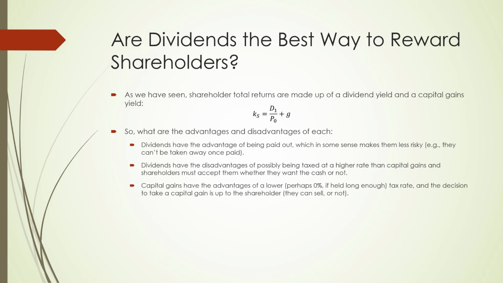Also, another advantage of capital gains is that the shareholder has a choice. They can either sell the stock and take the gain, or hold on to the stock and not recognize the gain until some later date. They don't have that choice with dividends. The disadvantage of capital gains, of course, is that they can disappear with no notice, right? If the stock price goes down, you've just lost your capital gain. This is why capital gains are sometimes referred to as paper gains, because until you sell the stock, you only have a gain on paper.